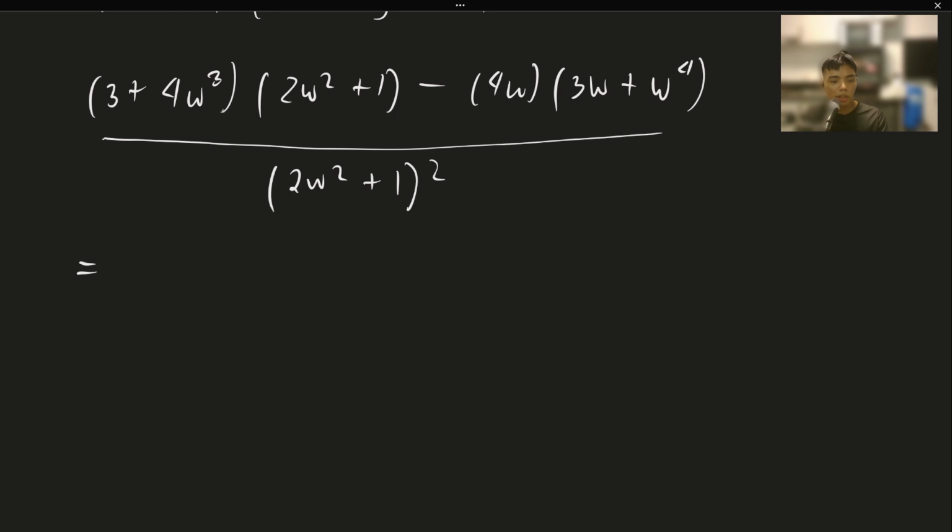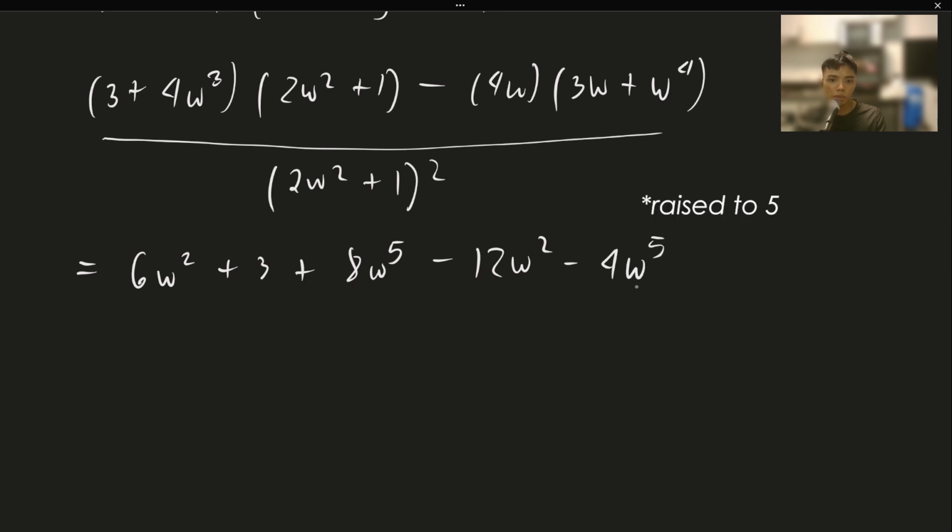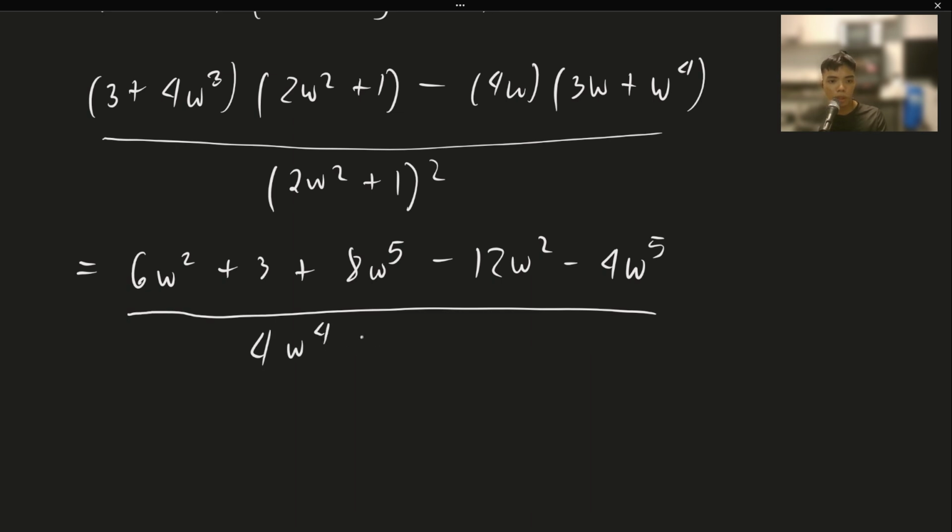3, this whole thing multiplied by this whole thing, we just distribute it. That's 6w squared plus 3 plus 8w cubed, raised to 5, sorry, minus 12w squared minus 4w cubed. Then our denominator, we just distribute it with itself. That's 4w raised to 4 plus 4w raised to 2 plus 1.